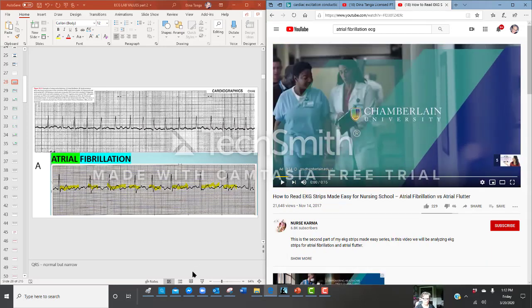Okay, so with atrial fib, the QRS is normal but narrow. No P waves. Irregular heart rate.